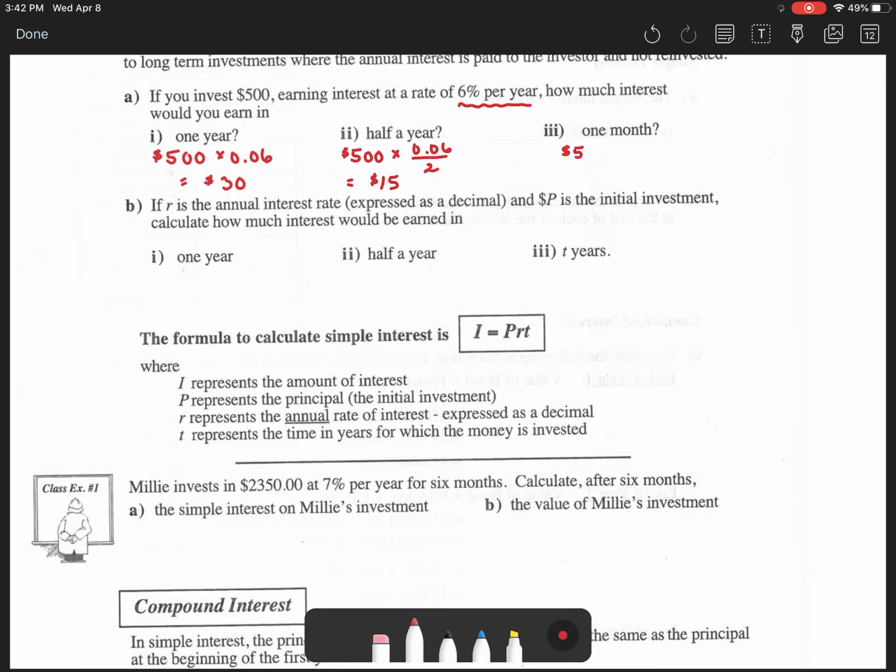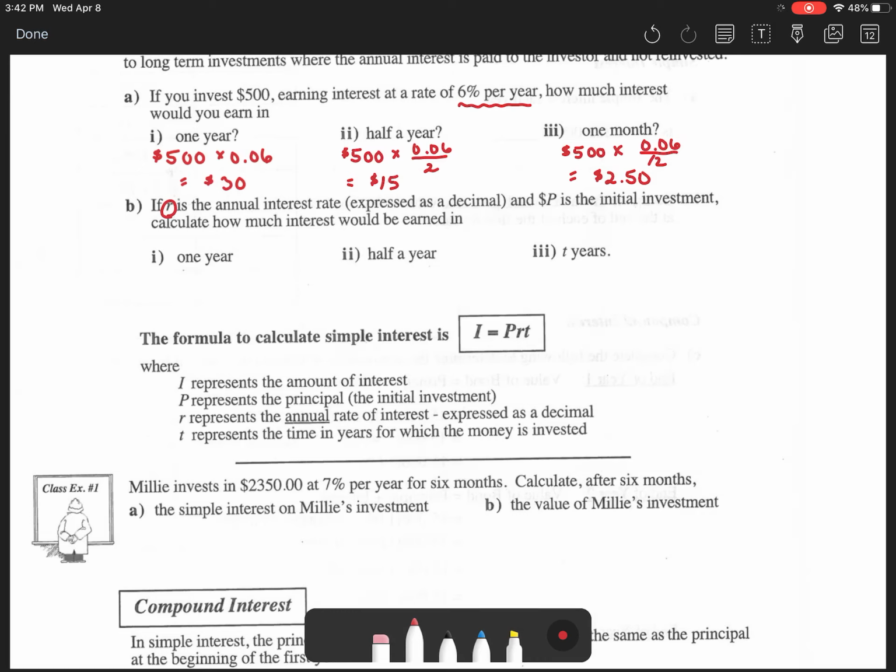Now for 1 month, again, what would you do here? Well, you would take the original amount that you're investing, the $500, times 6%, and I'm going to divide that by 12. Now, why 12? Well, because there's 12 months in a year. So the 6% is now being spread out evenly amongst the 12 months. So that'll tell me the interest per month times the $500, and that will give me $2.50.